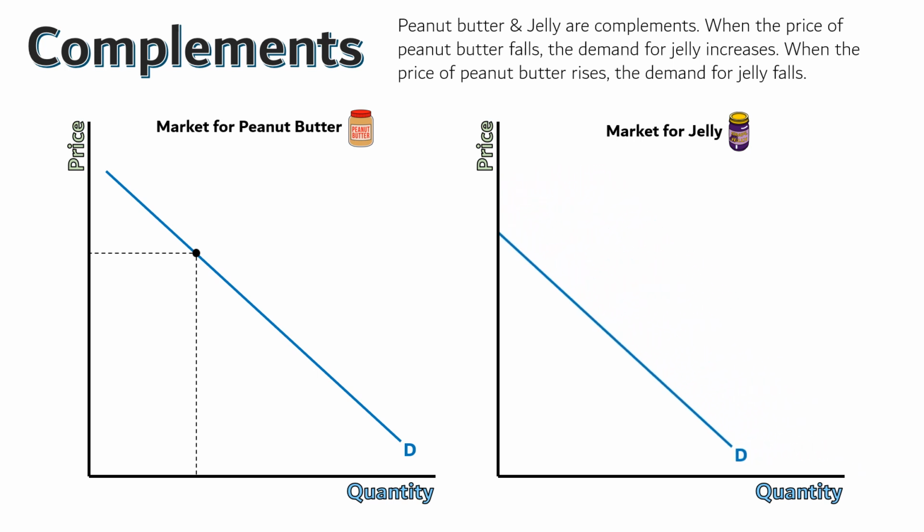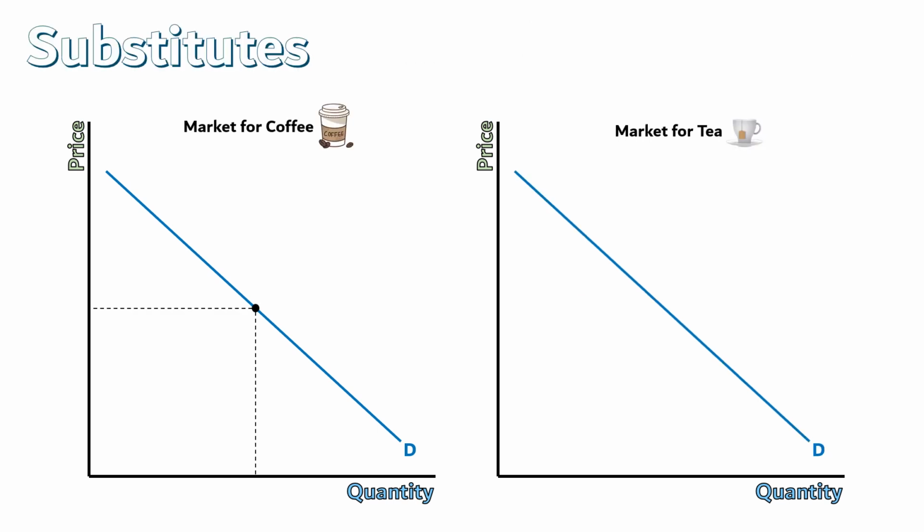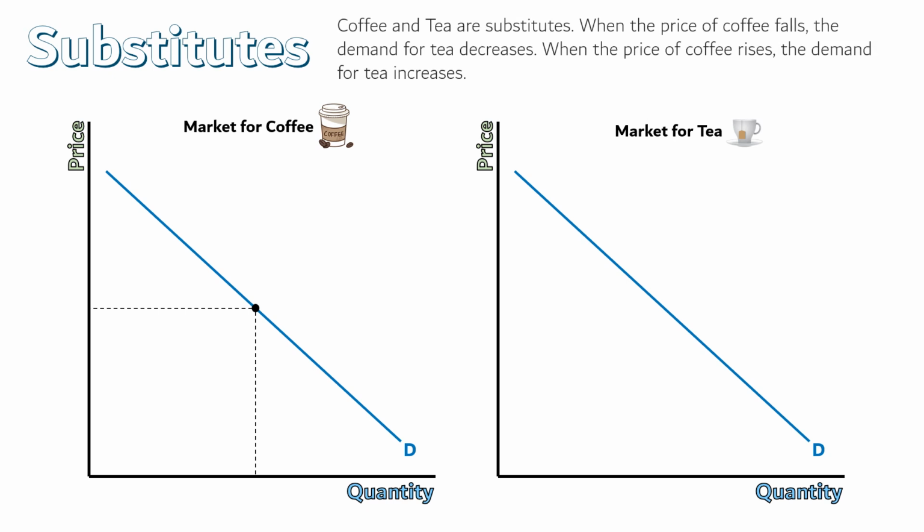When peanut butter is expensive, people don't have much left over for jelly, and so their willingness to pay for it falls. Now let's look at substitutes. Coffee and tea are substitutes. When the price of coffee falls, the demand for tea decreases. When the price of coffee rises, the demand for tea increases.